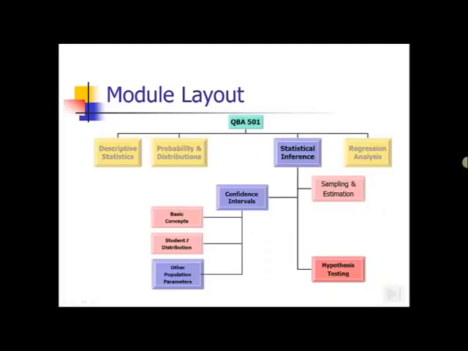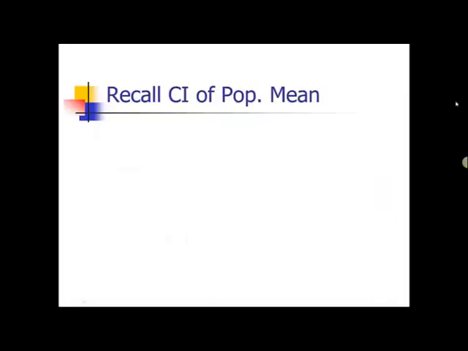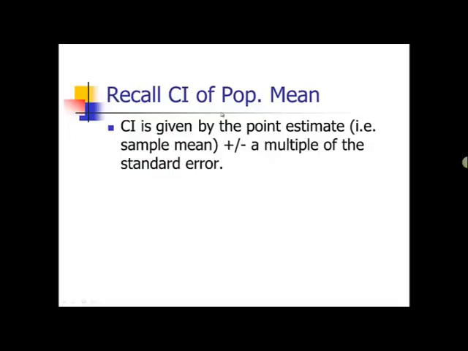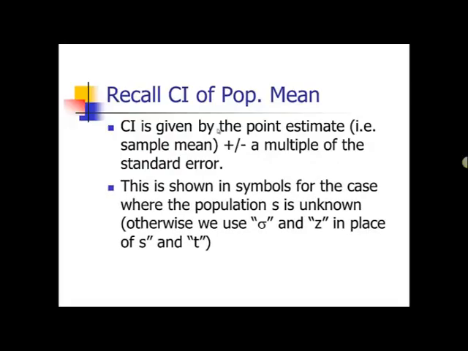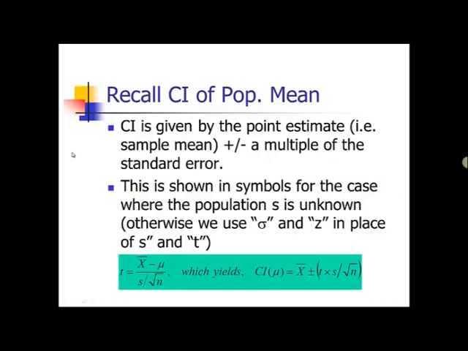Okay, so we've looked at the confidence interval to estimate a population mean. Let's see what happens when we want to estimate a population proportion. First of all, we'll just refresh our memory. The confidence interval is given by the point estimate plus or minus some multiple of the standard error. And in the case of a confidence interval for a population mean, we had an expression that looked like this.